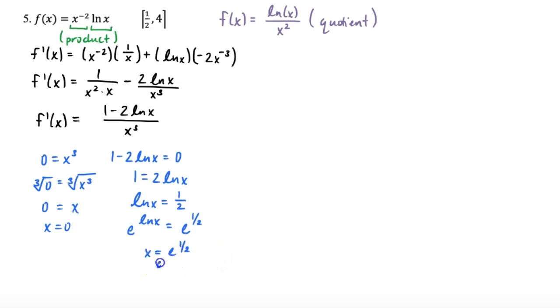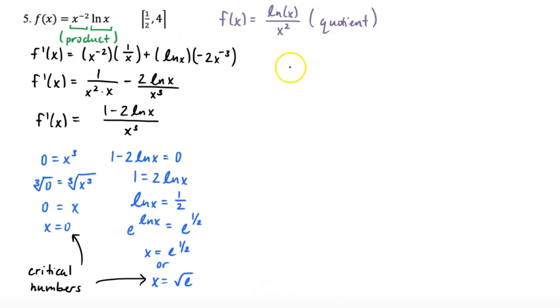Or there's another way I can write this. I can also write this as x equals, well, a power of 1/2 is the same as a square root. So I can write this as x equals the square root of e as well. Now I've got my two critical numbers of 0 and the square root of e. And so now this is what I'm going to test.